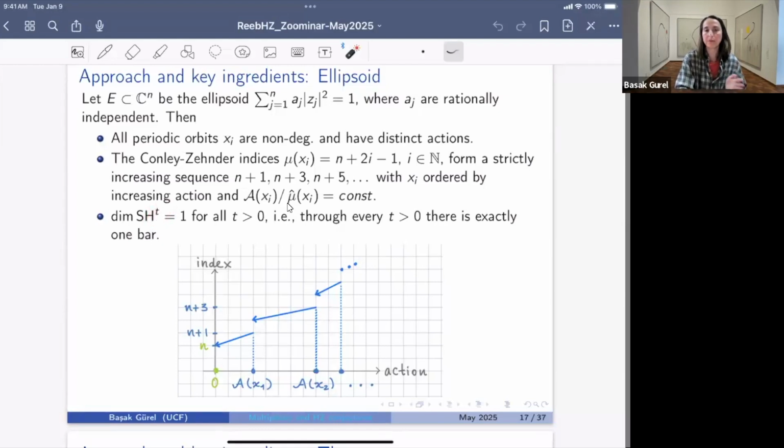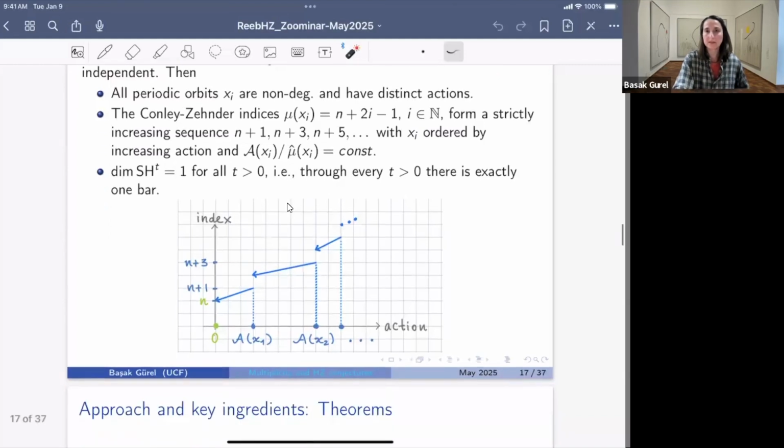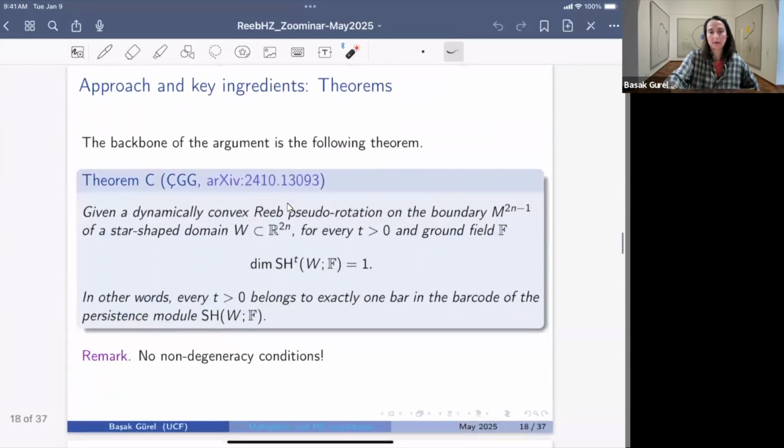So through every t we have exactly 1 bar, basically, because this is going to measure bars passing through t or containing t. And the picture is exactly like this. We have this ascending staircase with one riser corresponding to each of these periodic action values for these periodic orbits, closed Reeb orbits. The green ones are the ones coming from the interior of the domain.